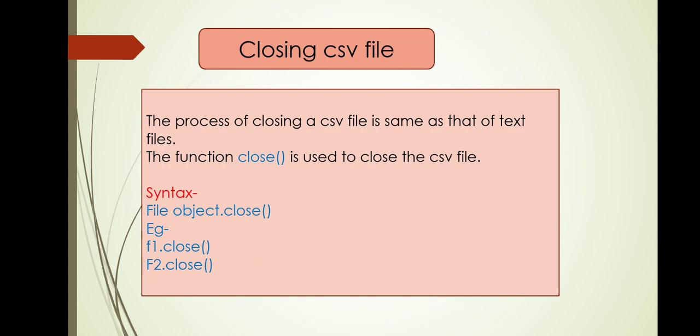Closing the file. Closing a CSV file is just as you close any text file or binary file; in the same way we will close the CSV file. The syntax of close is file object name dot close. If my file object name is f1, I will write f1.close. If my file object name is f2, I will write f2.close.